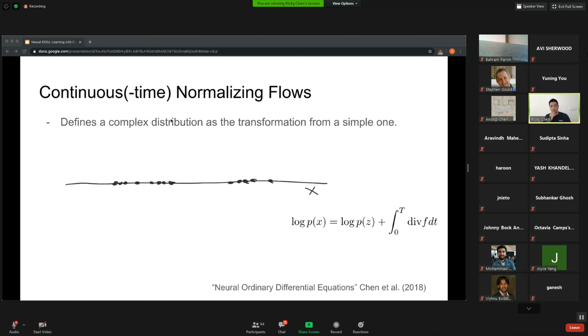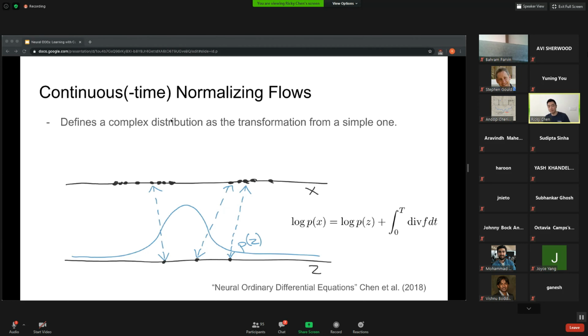And I'll be discussing a subclass of these models called continuous normalizing flows, or continuous-time normalizing flows, which was first discussed in our original neural ODEs paper. To describe this, I'll use a very simple 1D example. The problem setting is quite simple and quite general. We just have a bunch of observations, and we want to fit a potentially very complex distribution.